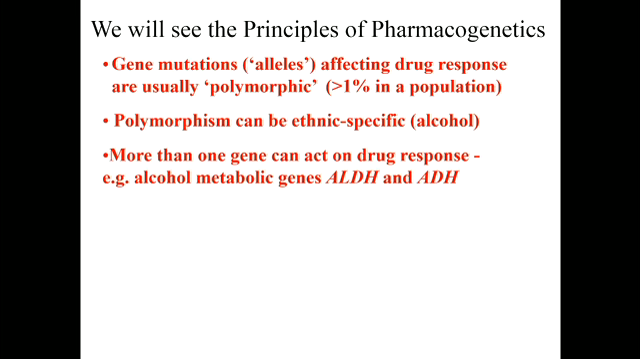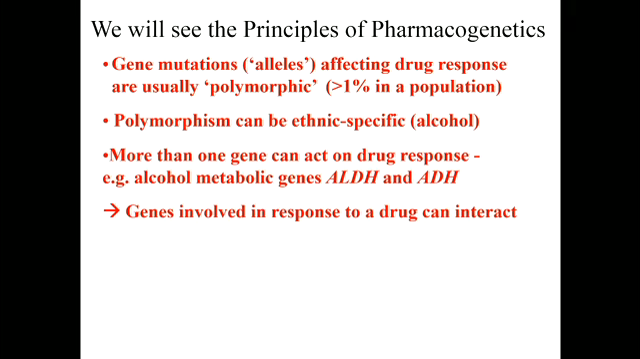We'll see over the process of both lectures this morning that more than one gene can act on drug response, again using alcohol just as an initial example, although I don't expect you to memorise anything about alcohol metabolism other than how it affects you and how you cope with it. And genes, as a result, can interact with one another in response to a drug.